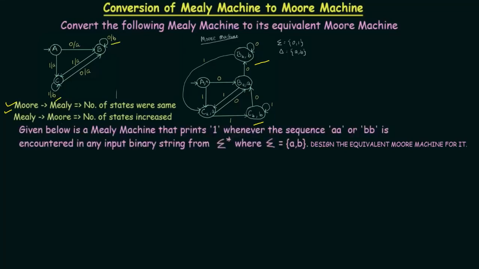Now the next example is a Mealy machine that prints 1 whenever the sequence A or B occurs. We have already done this, right? The answer was like this. Now we need to convert it into a Moore machine. So what do we need to do? What is the problem? The problem is this self loop and this self loop. So again we need to create two different states. For this one, let's say we are going to have C dashed, where it is going to produce 1.